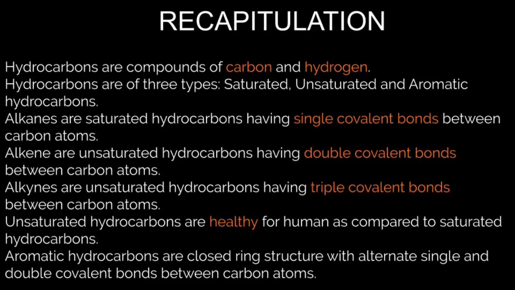So let's recapitulate all the topics that we have covered in this lecture. Hydrocarbons are compounds of carbon and hydrogen. Hydrocarbons are of 3 types: saturated, unsaturated, and aromatic. Saturated hydrocarbons are also called alkanes, which have single covalent bonds between carbon atoms. Unsaturated hydrocarbons are further classified into alkenes and alkynes, which have either double or triple covalent bonds between carbon atoms. Aromatic hydrocarbons are closed ring structures which alternate single and double covalent bonds between the carbon atoms.